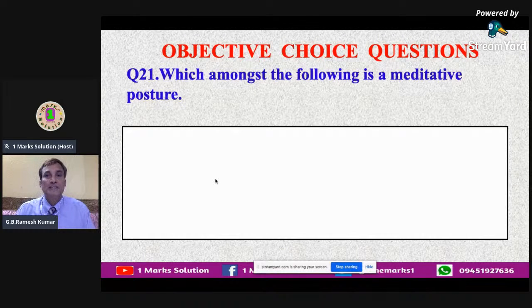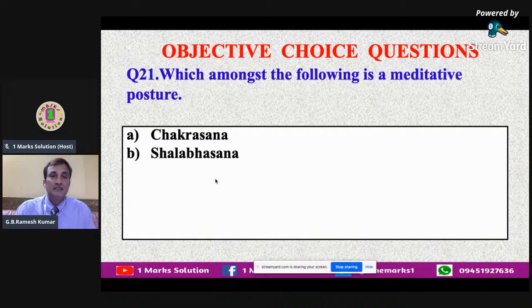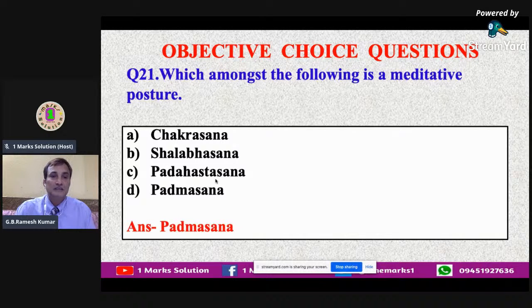Now, which amongst the following is a meditative posture? Chakrasana, Shalabhasana, Padahastasana, Padmasana. Padmasana is a meditative posture. So meditative posture means all the asanas are having some other things to be solved. Some are used for curing diseases, some are used for relaxation postures. So when you are doing any meditative posture or pranayama, we need to have a comfortable posture. Why we are choosing the Padmasana means in Padmasana we can sit for a longer period comfortably.